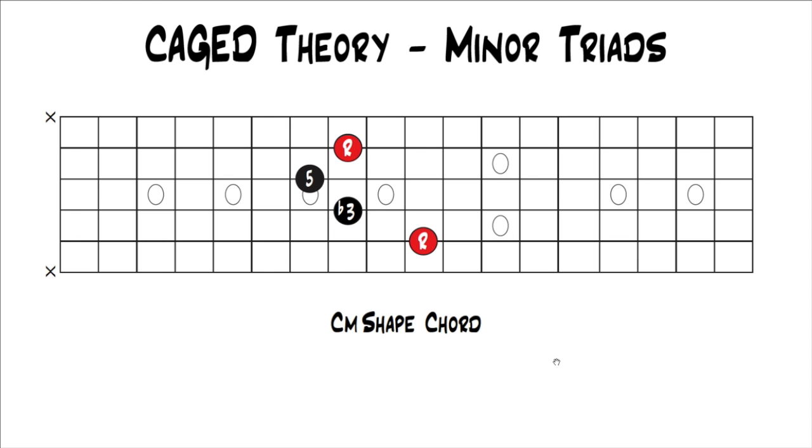This is part 6 from our series CAGED Theory. If you'd like to go back and start at the beginning, you can click the link on the screen. So in the last lesson we looked at how you can find major triads up and down the fretboard using the CAGED system. Now we're going to do the same thing, but we're going to look at how to find minor triads.